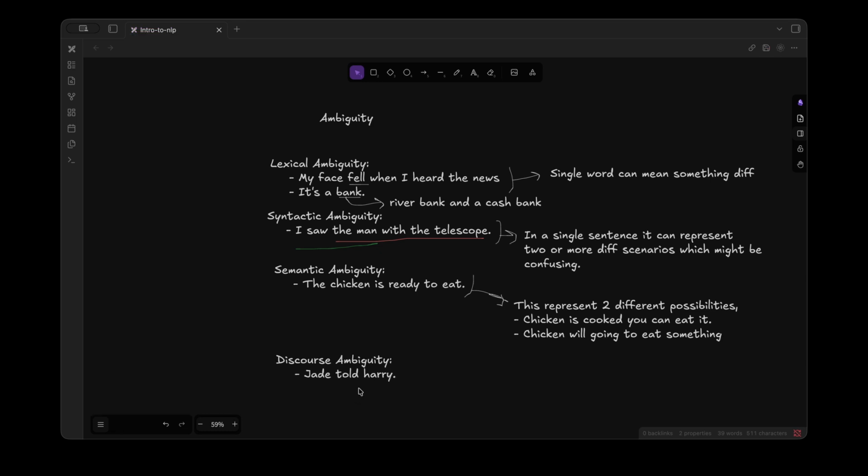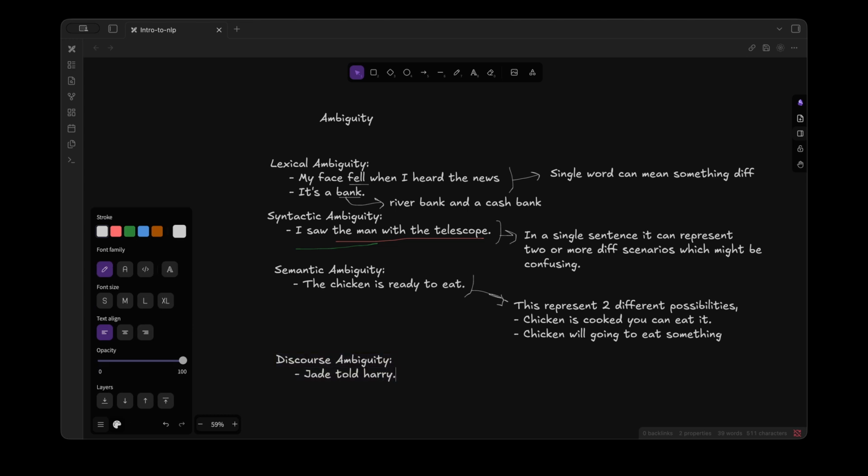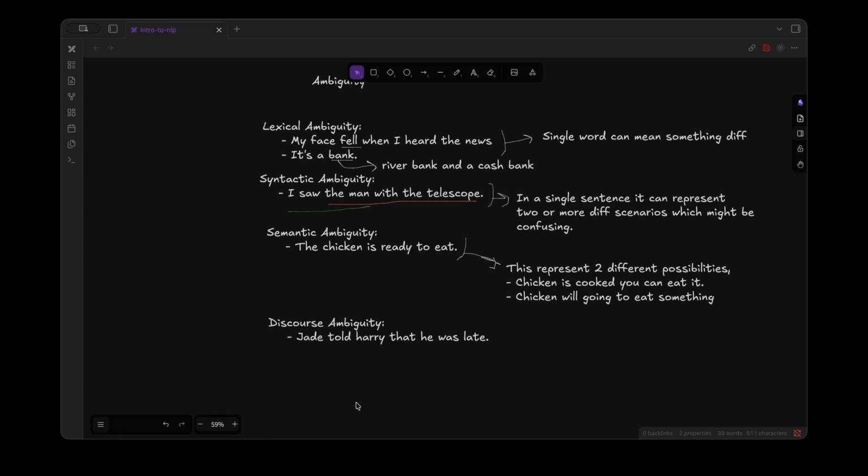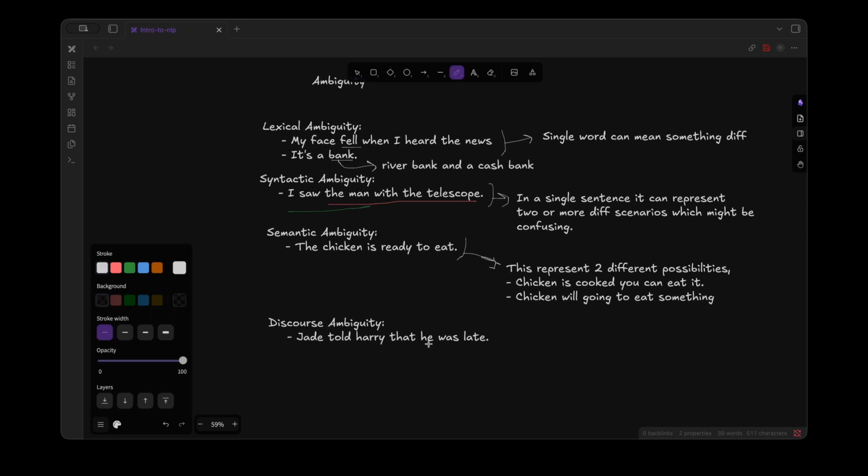Jade told Harry that he was late. Okay, right here the "he" doesn't know whom we are talking about. We don't know the context. Let's say Jade was talking to someone.